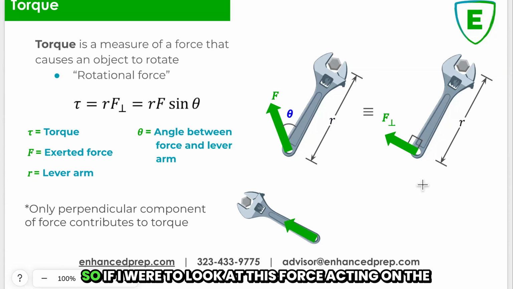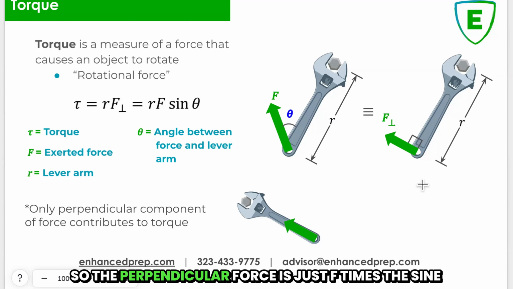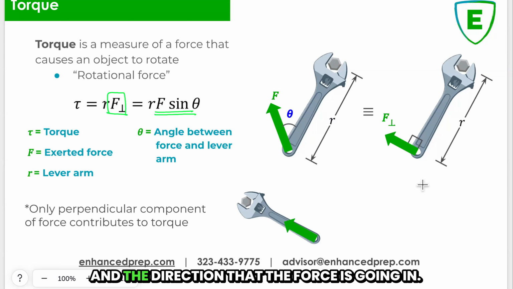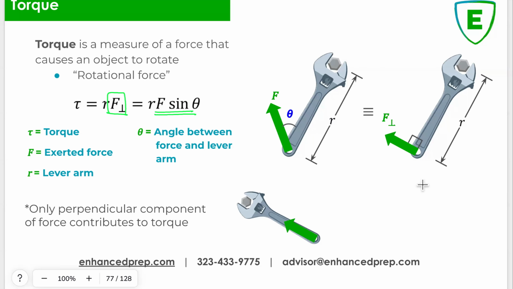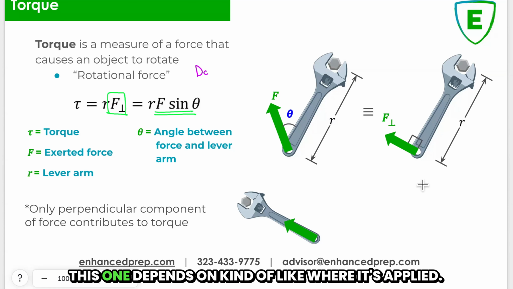Okay. So if I were to look at this force acting on the wrench, I really just want that perpendicular component to it. And here we see another use of trig. So the perpendicular force is just F times the sine of theta, where theta is the angle between that lever arm and the direction that the force is going in. Okay. So note here, unlike the forces that we had before, this one depends on kind of like where it's applied.